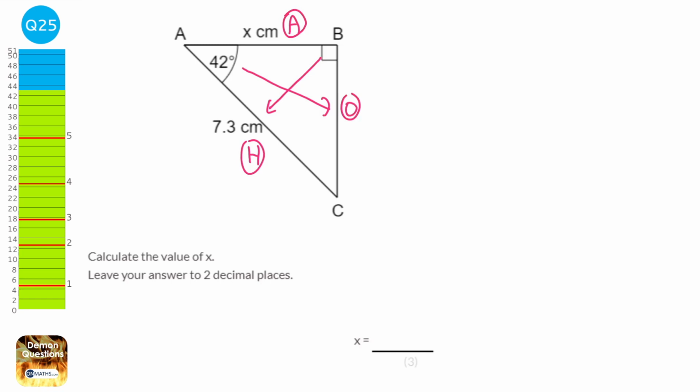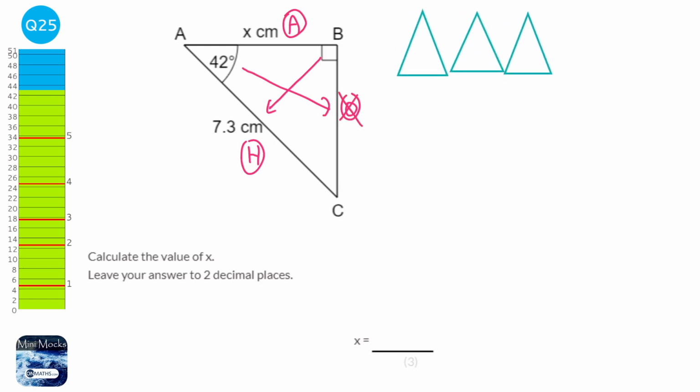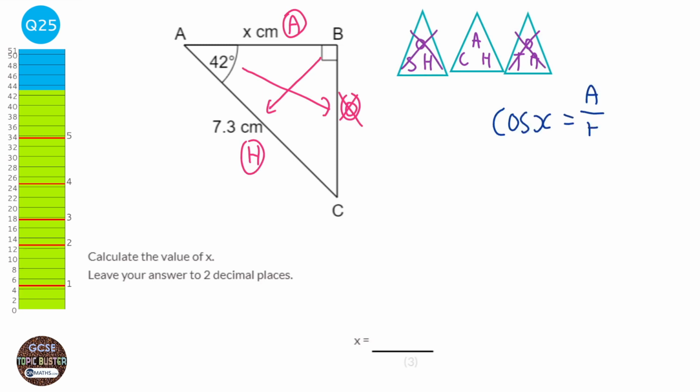And we notice that the opposite doesn't have a number or a letter next to it, so we get rid of that. Next step is to draw in our triangles. So they are going to be SOH, CAH, TOA. We've crossed out the O, so we can cross out the TOA and the SOH, and that leaves us with the CAH. So write out the formula, which is cos x equals A over H.